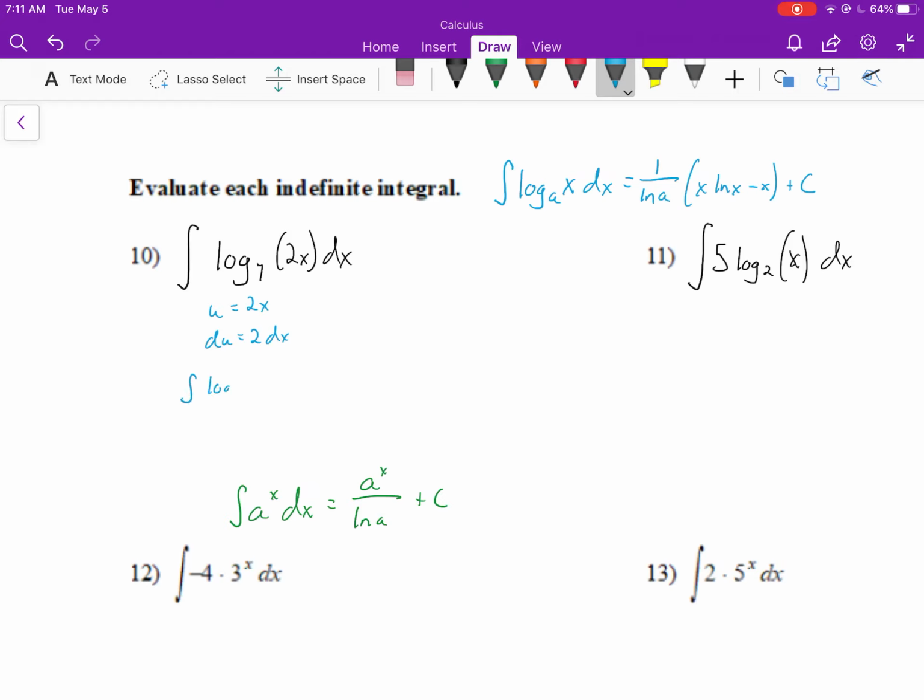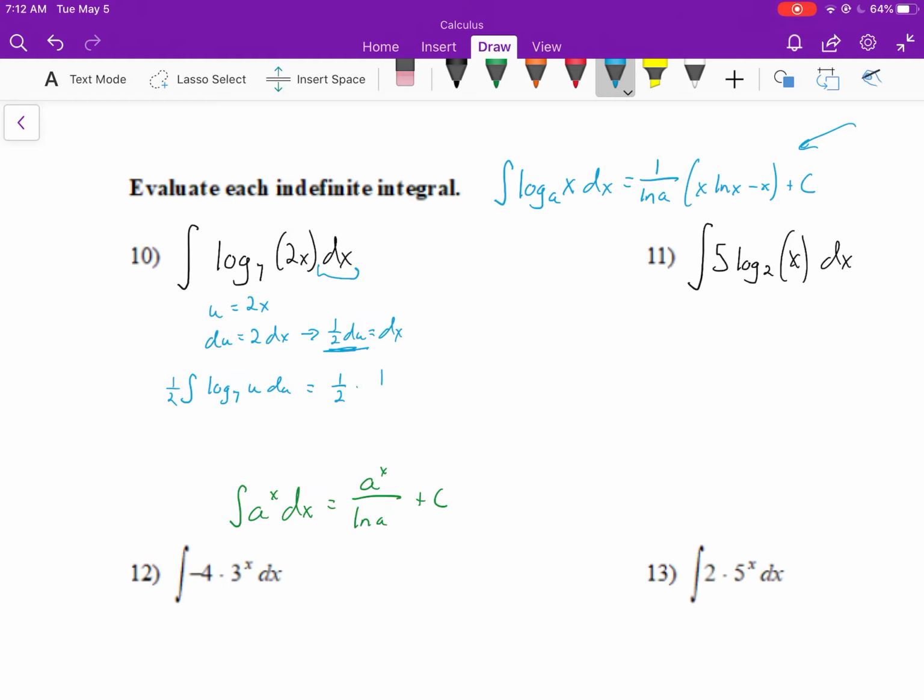So the integral of log base 7 of u. Then we want to get rid of this dx, so we can divide both sides by 2, or multiply by a half, and this gives us 1/2 du equals dx. So we can take out a dx and put in a 1/2 du. We put the 1/2 out here and the du here, and then we can use our formula for integrating this. We have the 1/2 out front, and then the integral is going to be equal to this up here.